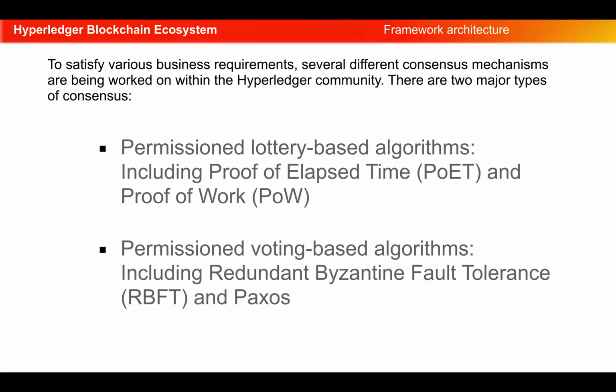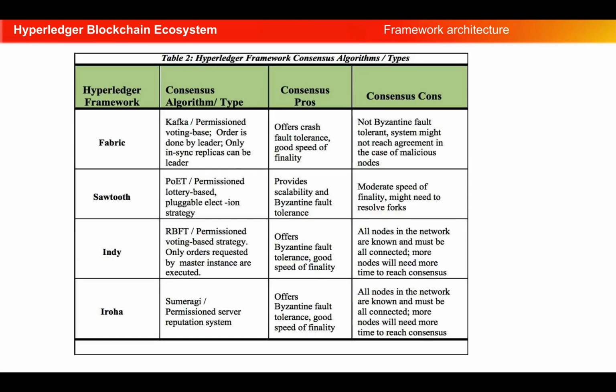To satisfy various business needs, there are several different consensus mechanisms being worked on in the Hyperledger community. Two major types of those are permissioned lottery-based algorithms and permissioned voting-based algorithms. Each of these types has its own implementations. As you can see, the permissioned lottery-based algorithm has proof of elapsed time and proof of work as implementations, and the permissioned voting-based algorithm has redundant Byzantine fault tolerance and Paxos as implementations. Please go through this slide where you will understand which Hyperledger frameworks use which consensus algorithms and the pros and cons of those algorithms.